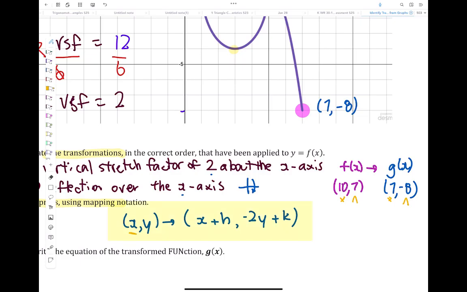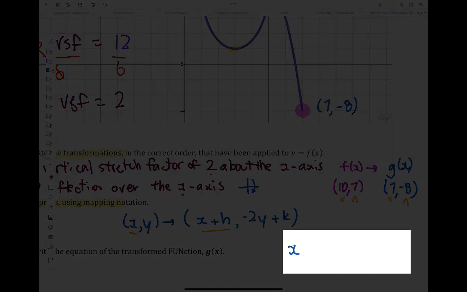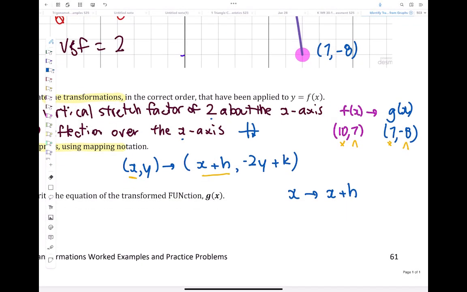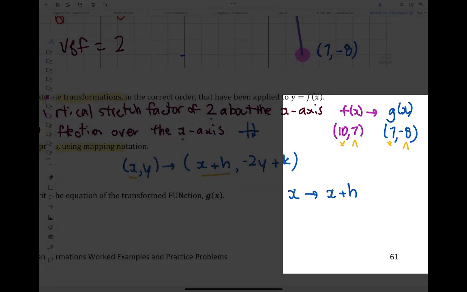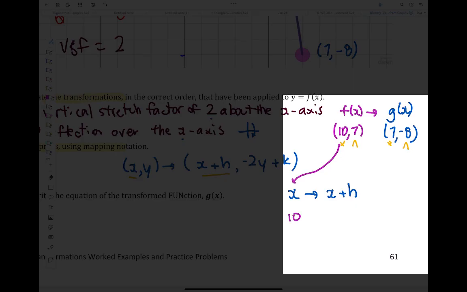So what I'm going to do is take x and I'm going to take x plus h. I'm going to take this partial mapping notation and separate it a little bit more. I'm going to say x is going to become x plus h. And I'm going to take this 10 and sub it into the original 10 here. And by the time I'm done with that, it's going to have turned into 7. So 10 plus h is going to equal 7.